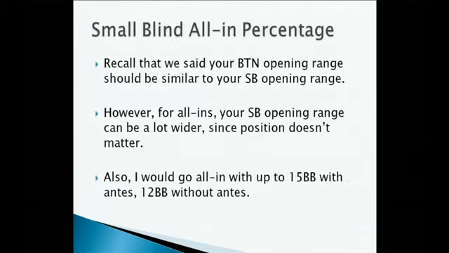And one thing I wanted to talk about before we get to the first example is the small blind. In the first class I said your button opening range is similar to your small blind opening range. And why was this? Even though from the small blind, when it's folded to you, you only have to get through one more player, whereas when it's folded to you on the button, you need to get through two more players. So it seems like you could play a lot more hands from the small blind.